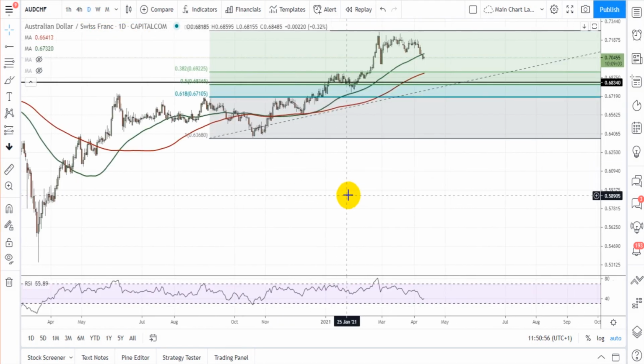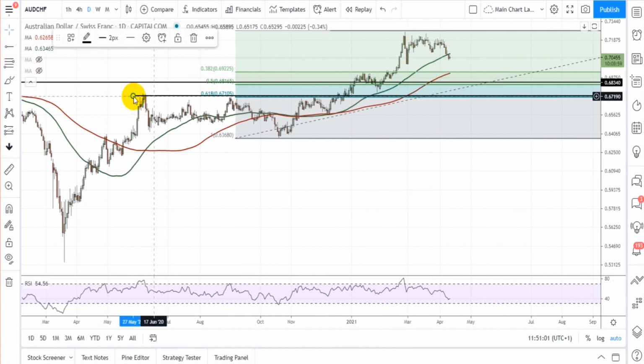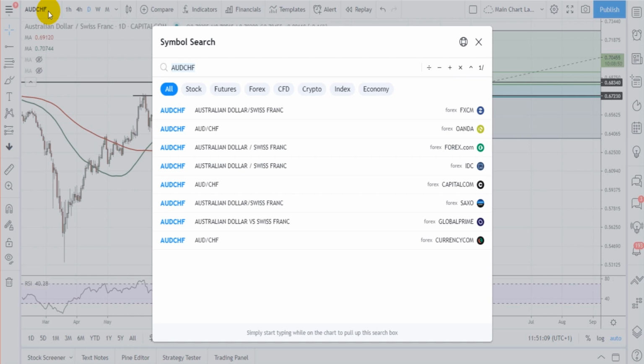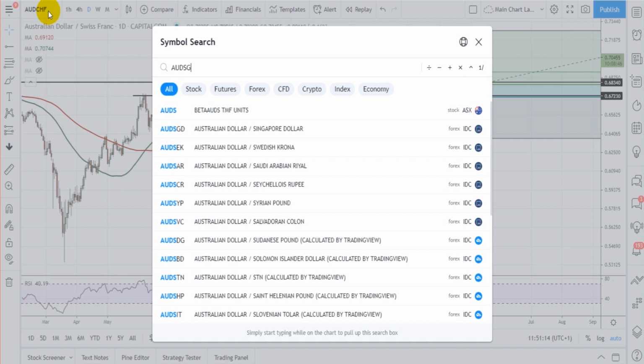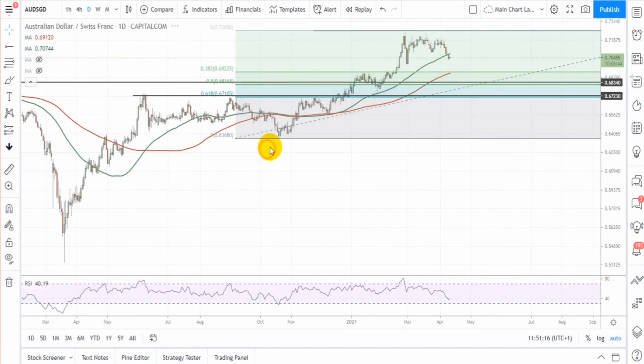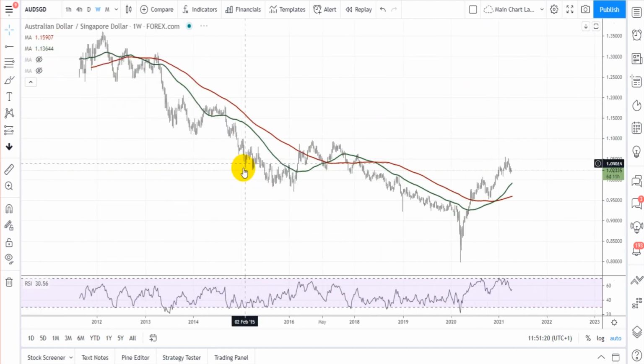Going to the daily time frame, there are further horizontal levels that we could draw that also match with fib levels from the weekly. So keeping an eye on Australian dollar, Swiss franc, as price continues that retrace move, there could be buying opportunities. Australian dollar, Singapore dollar, another clear downtrend on the weekly.